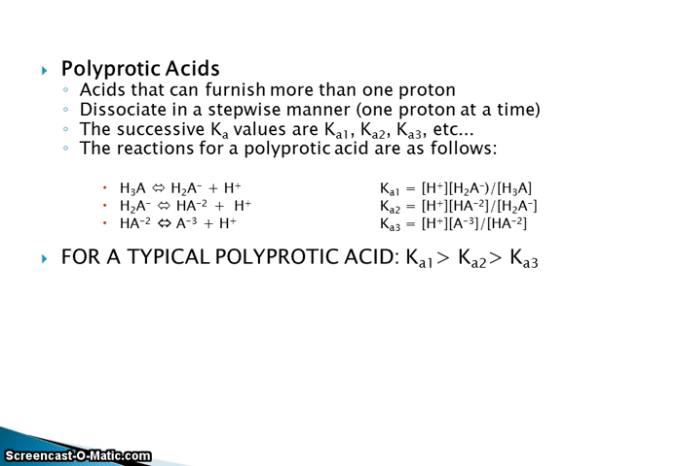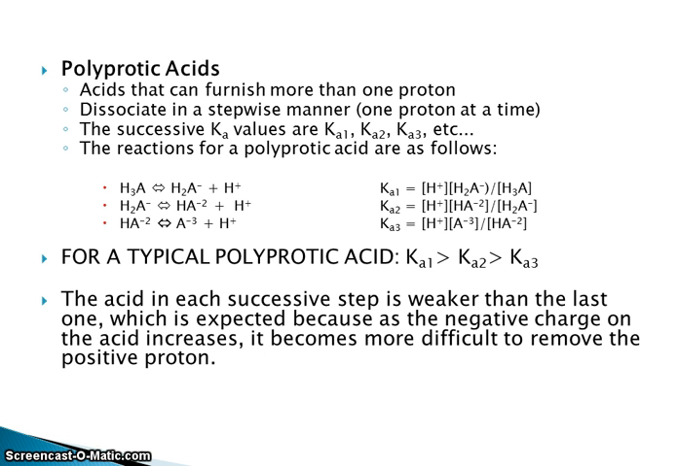Typically, for polyprotic acids, Ka1 is bigger than Ka2, which is bigger than Ka3. And when we look at the individual steps, we can see why that is. In the first step, we're removing a proton from a neutral acid. But in the second step, we're removing a proton from a negatively charged species. And that negatively charged species is going to have a greater attraction for the positive proton, so it'll be harder to remove. And in the third step, we're removing a positive proton from a species that has a -2 charge. That species is going to be holding on to the proton more tightly, so less of it's going to dissociate. So Ka1 is bigger than Ka2, which is bigger than Ka3.